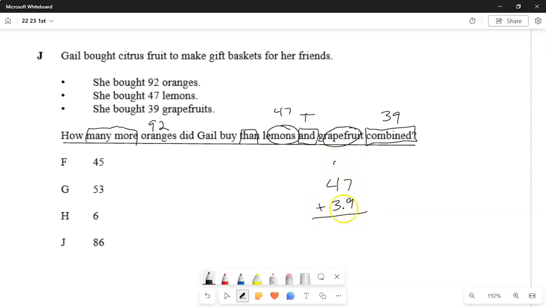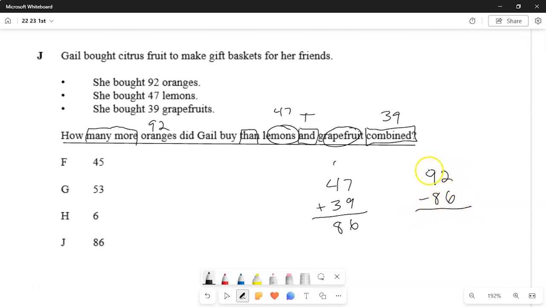9 plus 7 is 16. Okay, and then 10 plus 40 plus 30 is 80. So that means there's 96 lemon and grapefruit combined. And if you look at the answer choice, that is one of my answer choices. Okay, but that doesn't tell me how many more oranges there are. To figure out how many more oranges there are, that'd be 92 minus 86.